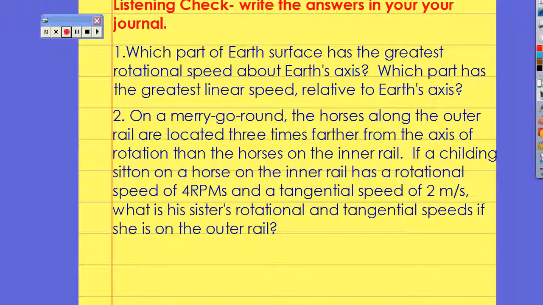Now, here's your listening check. Now I need you to read through all of these, take your time, and write your answers in your journals. You'll be turning them in at the end of this week, and you'll need to have these answers in here. So take a pause, read them over, and make sure you answer those in your book.